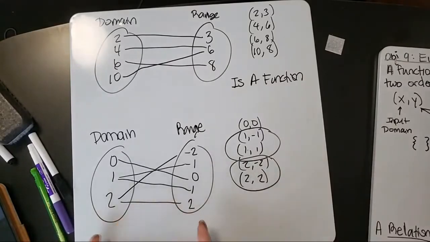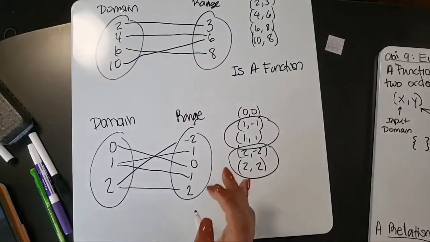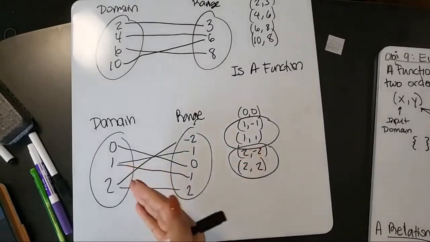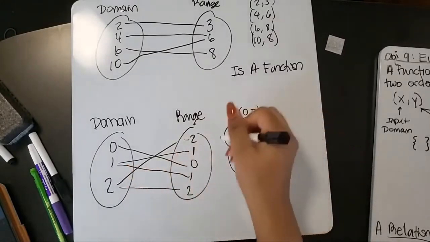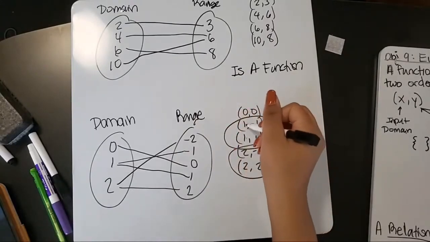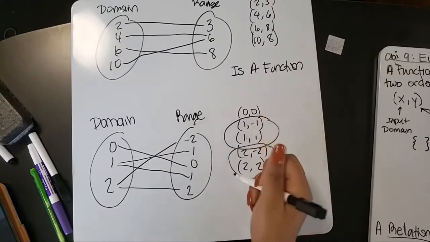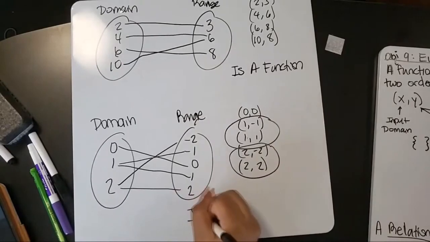If we look at it like this, the lines coming from our domain, you see we have 2 lines coming from 1 and 2 lines coming from 2. So according to our definition of a function, this can't be a function because we have more than one ordered pair sharing that first coordinate. They're sharing that x term. So this is not a function.